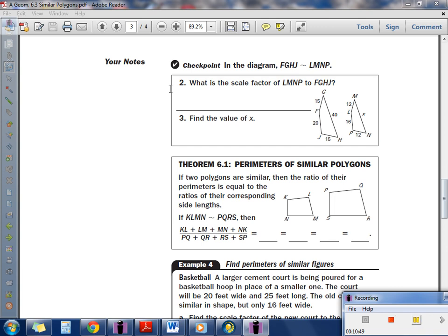All right, now I'm going to give you a little bit. Try out checkpoints 2 and 3. It's pulling in those exercises that we just did in those examples. All right, here we go. On checkpoint 2, it says, what is the scale factor?